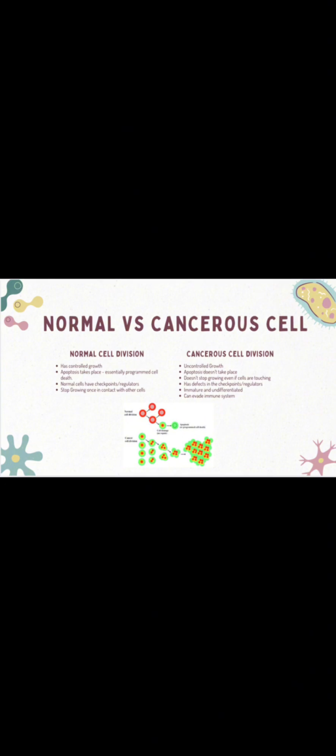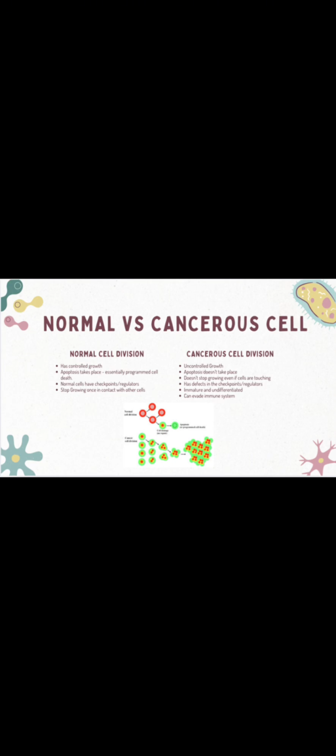Although since cancer cell division can cause uncontrolled growth, meaning that it won't stop growing, it'll keep mutating. Apoptosis doesn't take place, so programmed cell death does not take place, and these cells will just stay there and live until something intervenes. It doesn't stop growing even if the cells are touching. So even if the cells are touching, they'll kind of just build off on top of each other like a pile. There are defects in the checkpoints and regulators, such as the G2 one, which could cause DNA mutations and such.